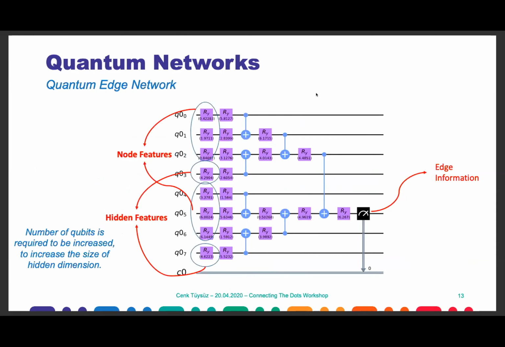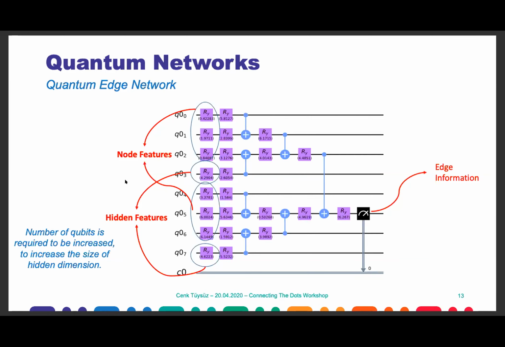So putting on this, we want to construct a quantum edge network that has both this classification feature and can also add hidden features. In this quantum network, we are adding hidden features by increasing the number of qubits and by adding additional qubits to the system with a very simple additional input network.